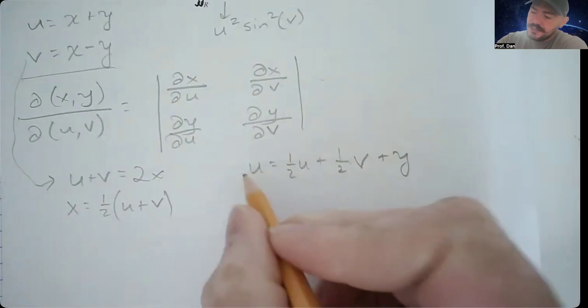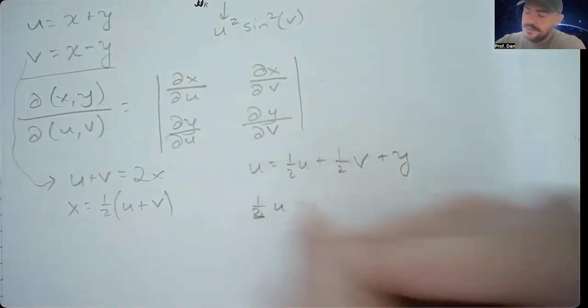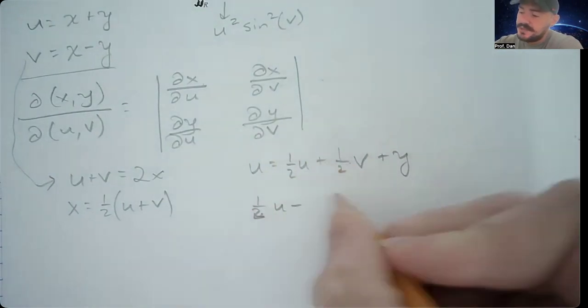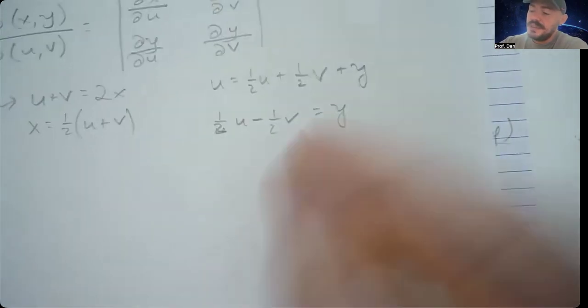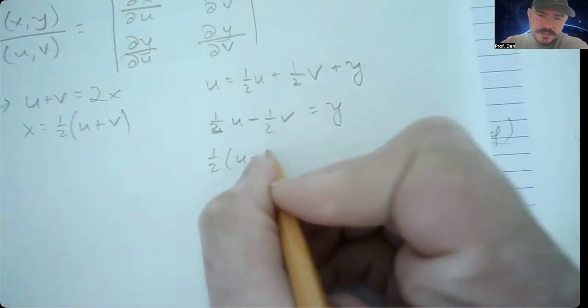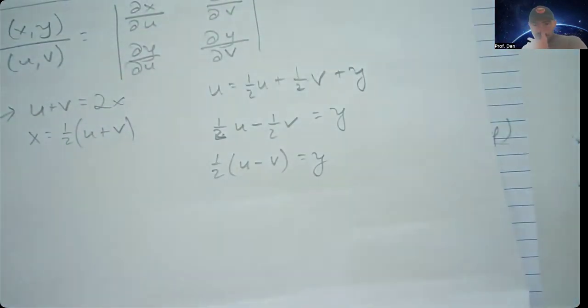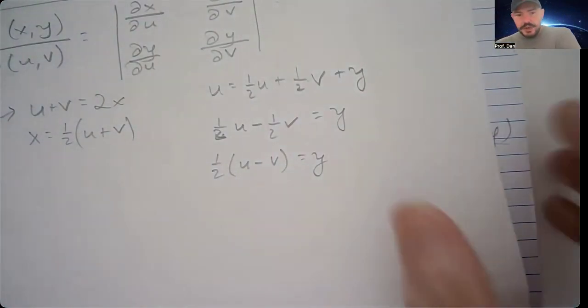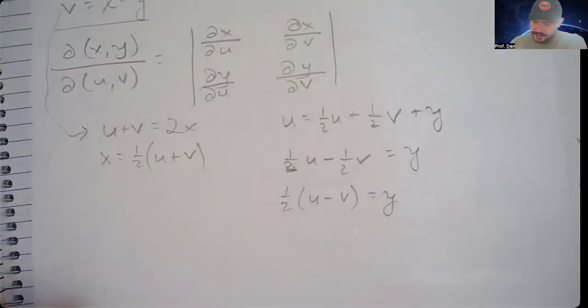So if I subtract 1/2 u, that's going to give me 1/2 u, and if I subtract the v, I get minus 1/2 v is equal to y. If we write this in the more convenient factored form, we get 1/2 times u minus v. Now I have expressions for both x and y in terms of the new variables, and I can set the rest of my Jacobian matrix up.